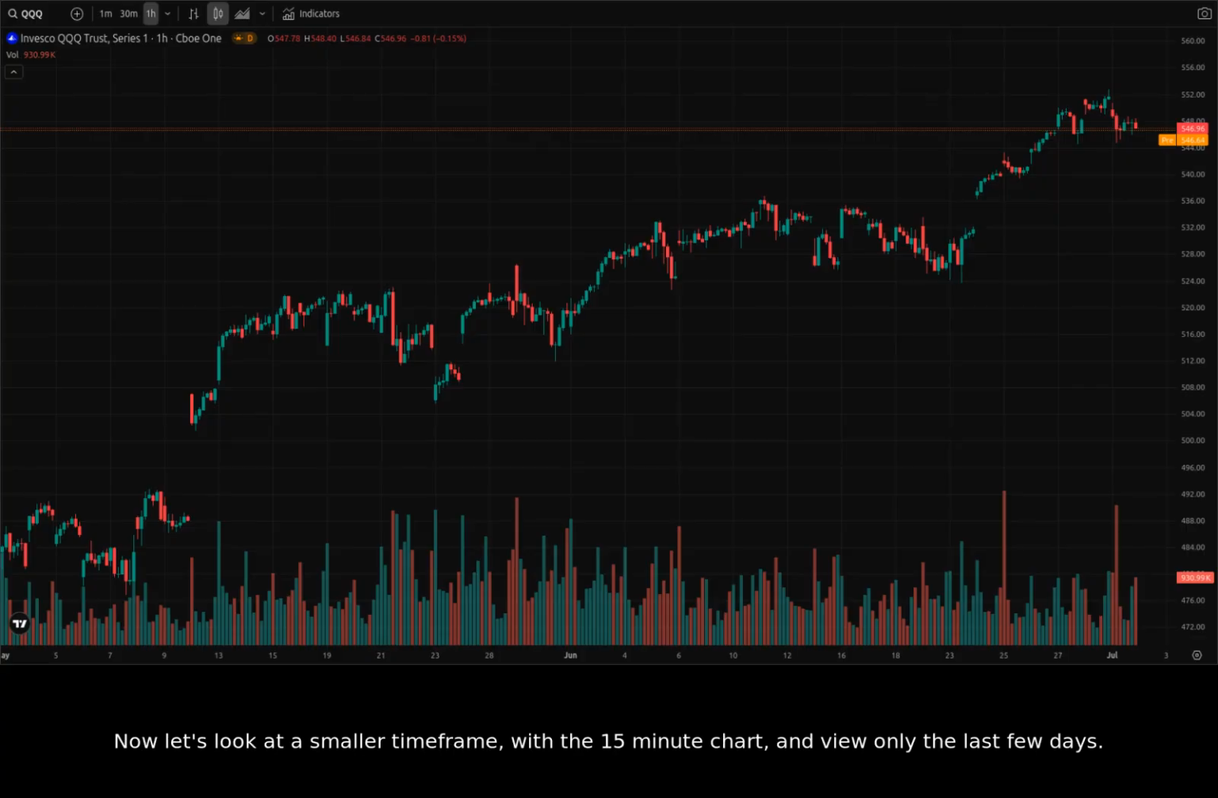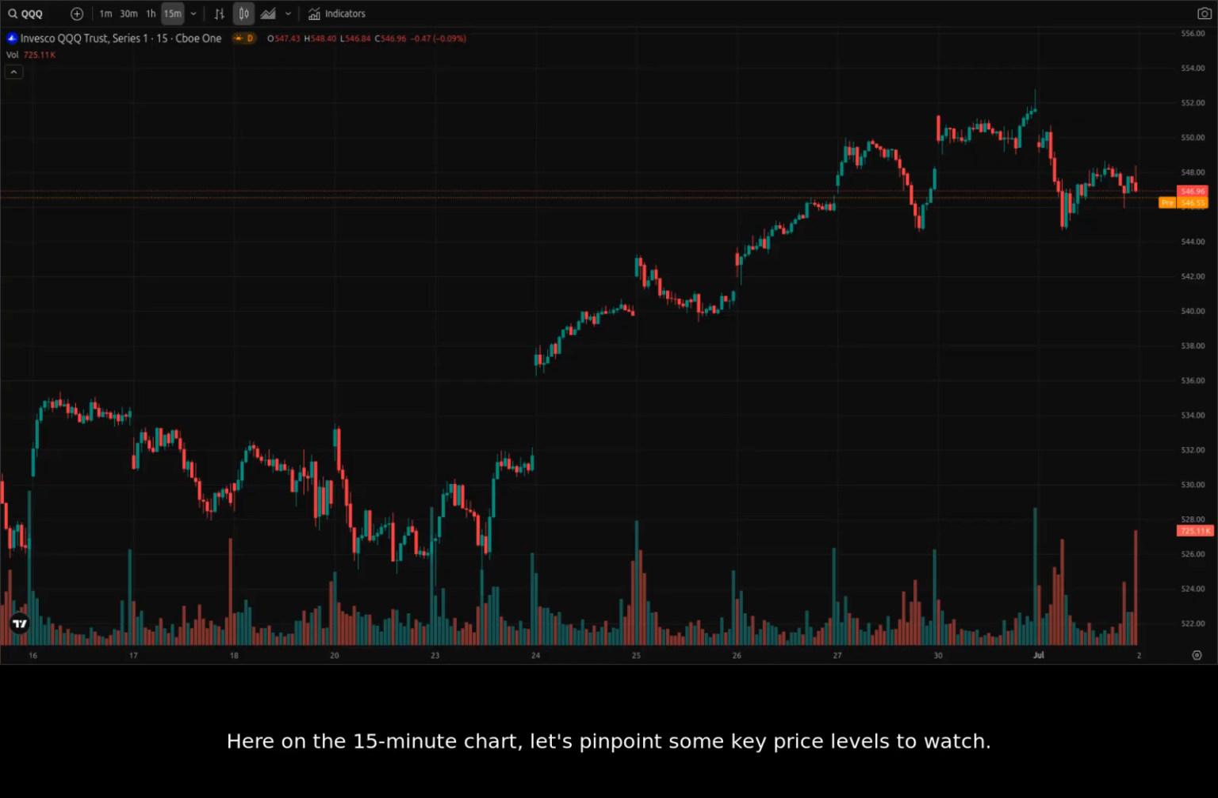Now let's look at a smaller time frame with the 15-minute chart and view only the last few days. Here on the 15-minute chart, let's pinpoint some key price levels to watch. We see support around 546, where the price bounced several times. Resistance appears to be near 551, a level the price struggled to break decisively. A break above 551 could signal further upside, while a drop below 546 might indicate a short-term pullback.